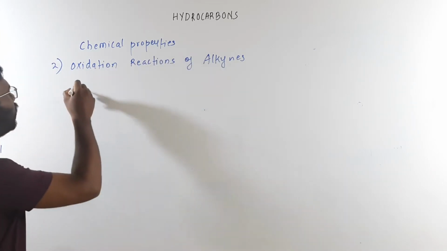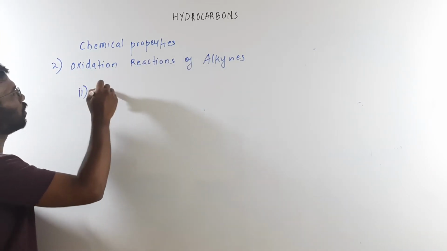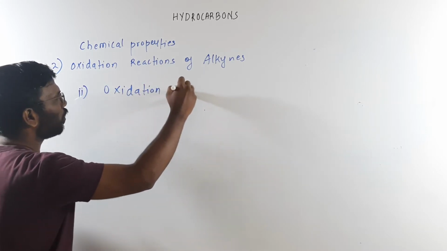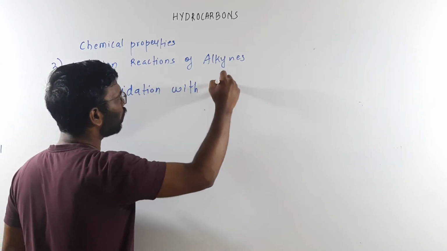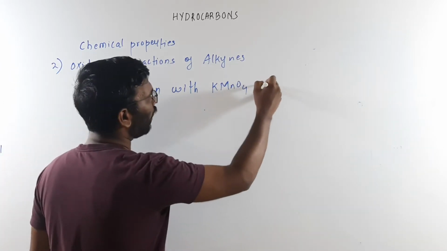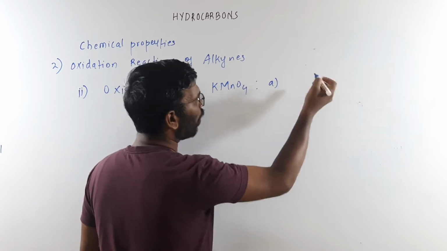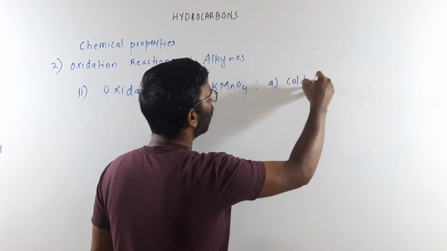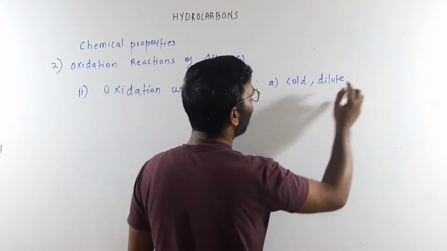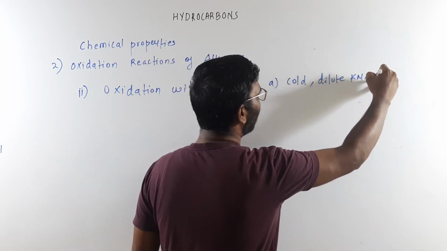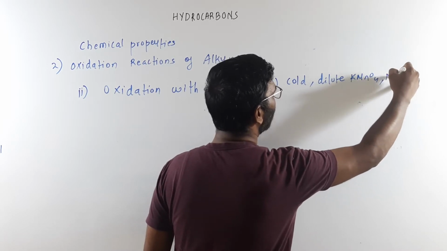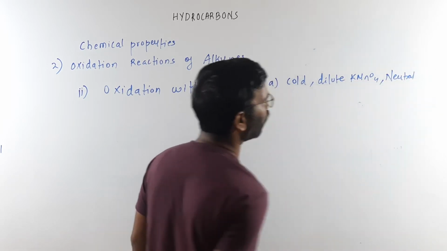The next reaction under oxidation is oxidation with KMnO4. Under this I will write KMnO4. The KMnO4 should be cold and dilute, and the medium should be neutral.